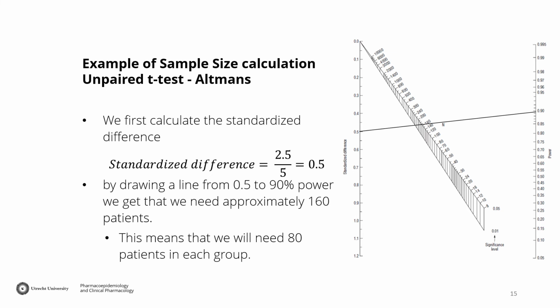So then if we use the Altman's nomogram, we draw a line from the 0.5 that we just calculated in the standardized difference. So that's on the line on the left side. Draw a line to 90% power that we want this study to have. And then we can see that we need approximately 160 patients according to this diagram. And that means that we'll be needing 80 patients in each group for the power to be 90%, sorry, with the 0.05 level of significance.